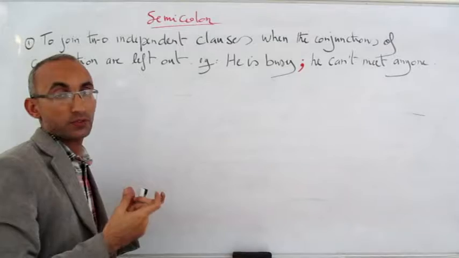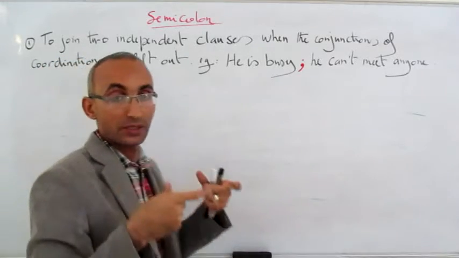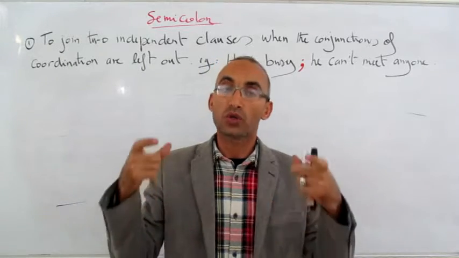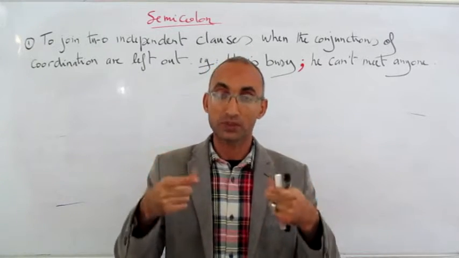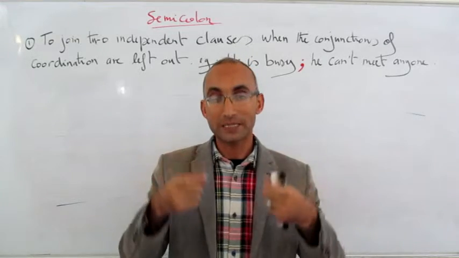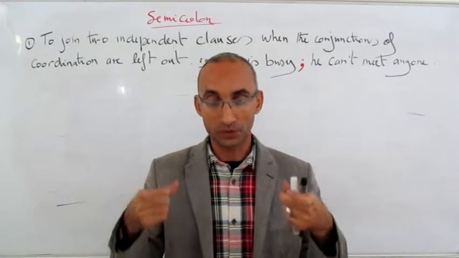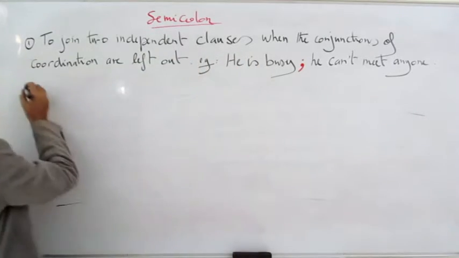Alright, good. Also, another second use, which we already saw together in the same lesson, with another linking element, which is the conjunctive adverbs. We said that you can also join two independent clauses by means of conjunctive adverbs. But before you put the conjunctive adverb, you must put before it a semicolon, and after it a comma.